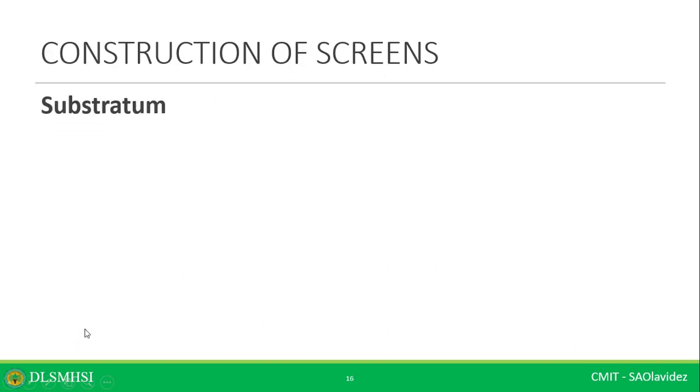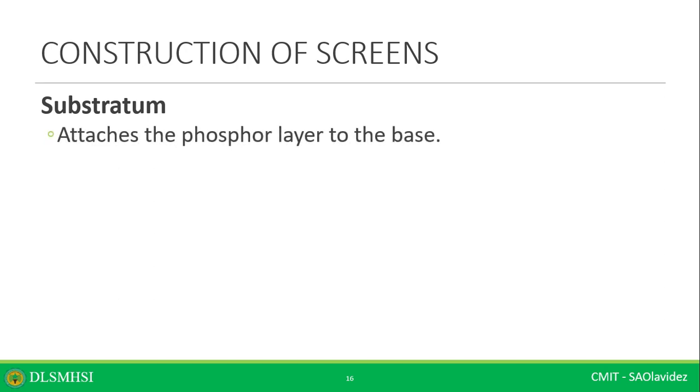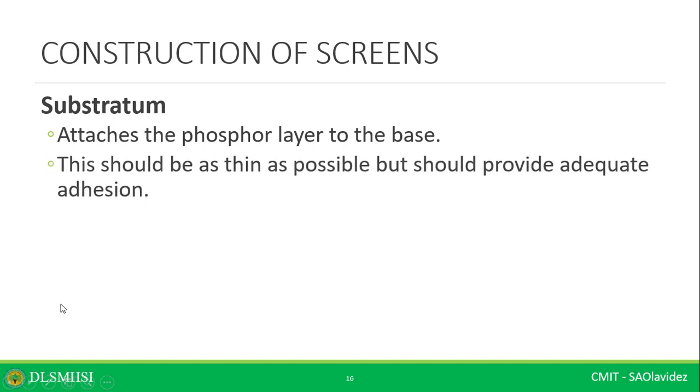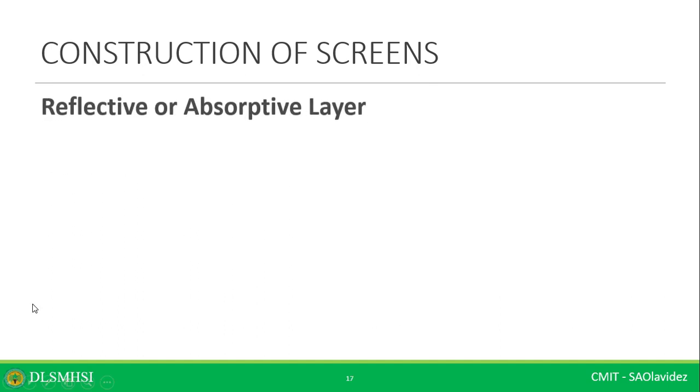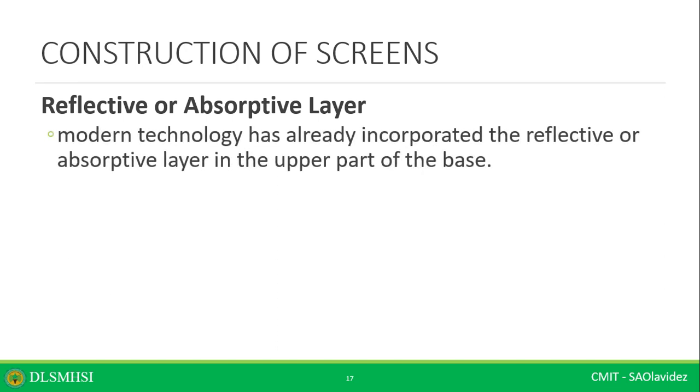The next layer is the substratum. Substratum, or adhesive layer, attaches the phosphor layer to the base material. It should be as thin as possible, but should provide adequate adhesion between the phosphor and the base material. The next layer can either be a reflective layer or absorptive layer. They have opposite effects on the characteristics of the intensifying screen and are chosen depending on the IS intended use. Modern technology has already incorporated the reflective or absorptive layer in the upper part of the base instead of a separate layer.